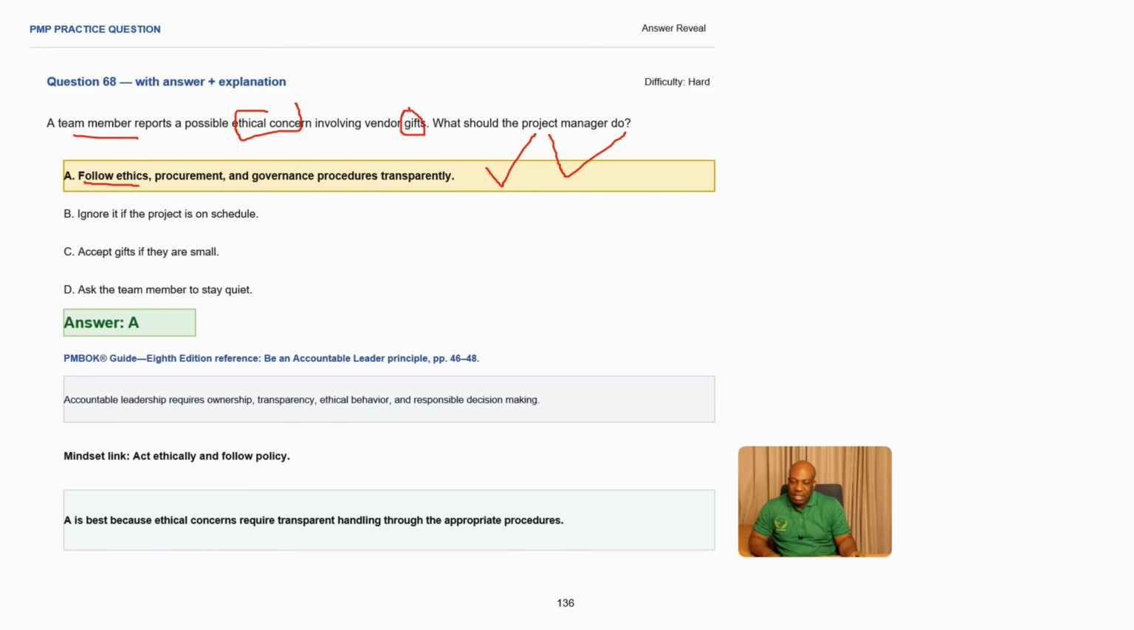What is our reference in the PM book? Be an accountable leader. Okay. What does it say? Accountable leader requires ownership, transparency, ethical behavior, and also responsible decision making. So what is our best mindset to apply to this particular scenario? You need to act ethically and follow policy, which exactly is what we have here. You need to follow ethics, procurement, and also governance procedures transparently. So making A the best answer because ethical concerns require transparent handling through appropriate procedures, making A the best answer.